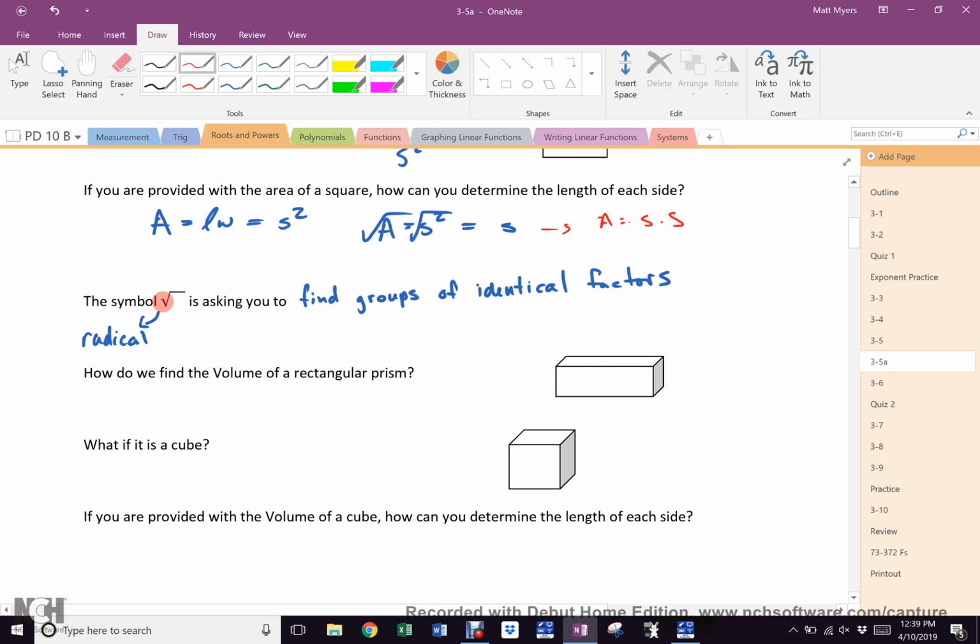All right? There's more information that goes with this symbol that tells you what type of factors you seek. But right now, you just need to know that symbol. The radical symbol means you're looking for a certain amount of groups. A certain amount of factors in each group. Okay? All right. How do I find the volume of a prism?